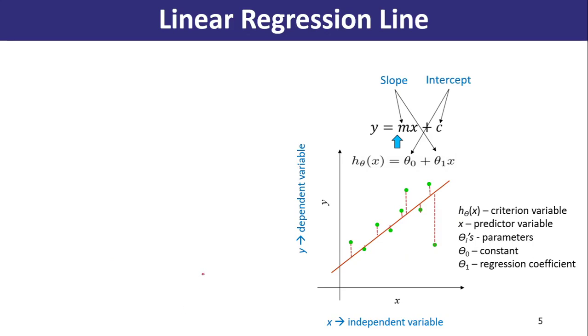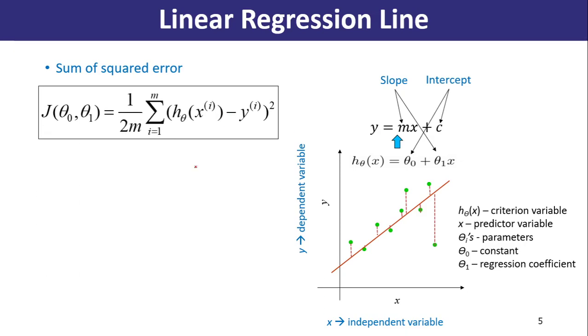Now let us look at how we are going to define the error for m number of samples. This is how we are going to compute the sum of squared error. So this is the error for the ith sample, h theta x i minus y i, right? We are squaring this error, and this is my squared error for the ith sample.